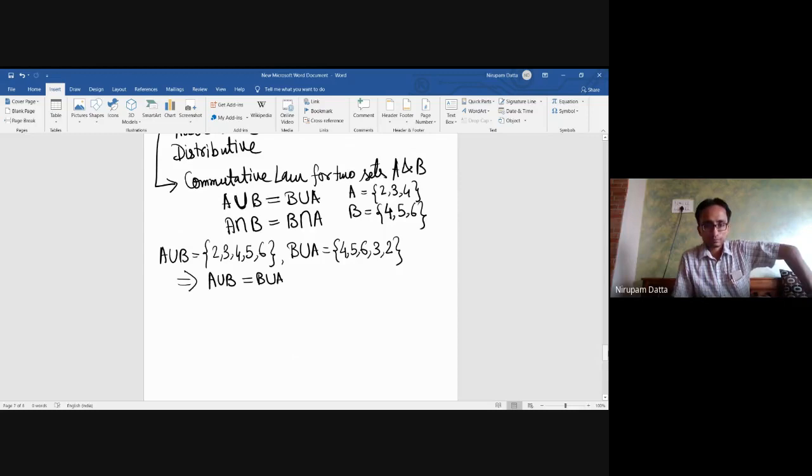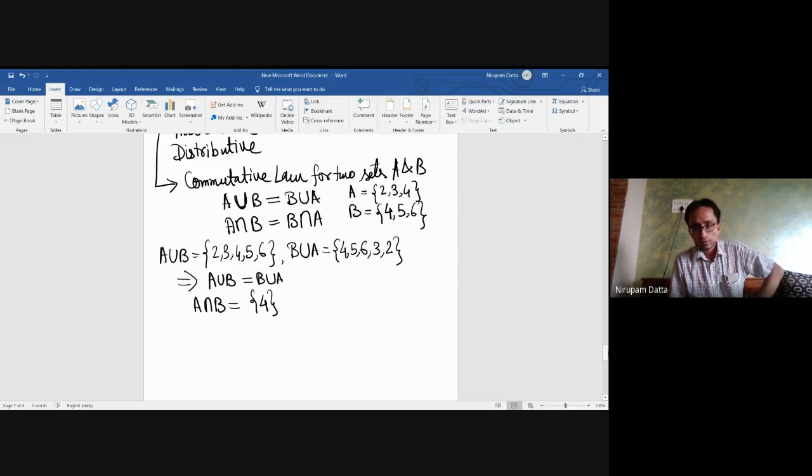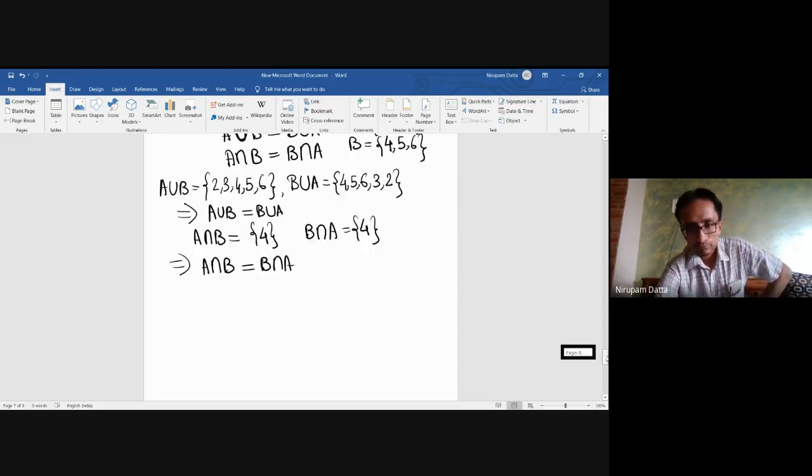Now next, A intersection B, elements that are common to both A and B. Just 4. Now B intersection A, elements that are common to both B and A. Again 4. So this implies A intersection B equal to B intersection A. Okay.